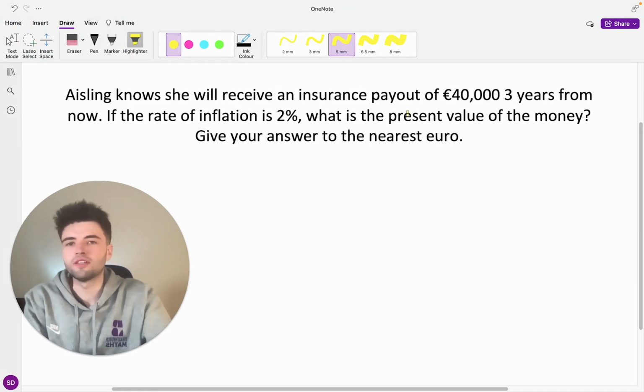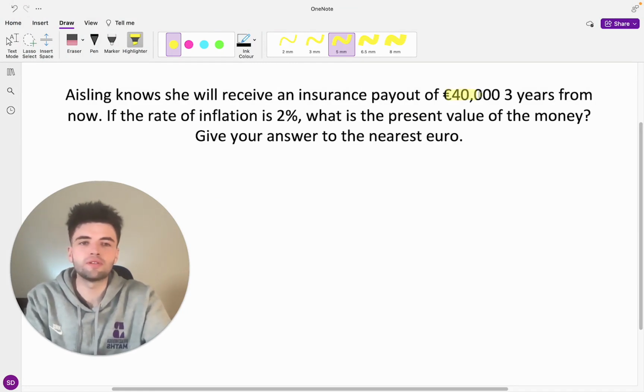So here we're told that Ashleen knows she's going to receive a payout of €40,000 3 years from now, and the rate of inflation is 2%, so we're asked what is the present value of the money.